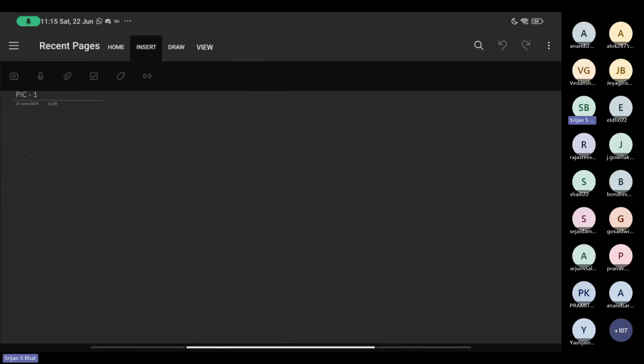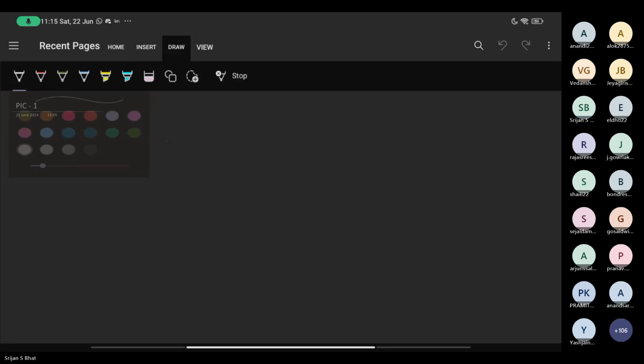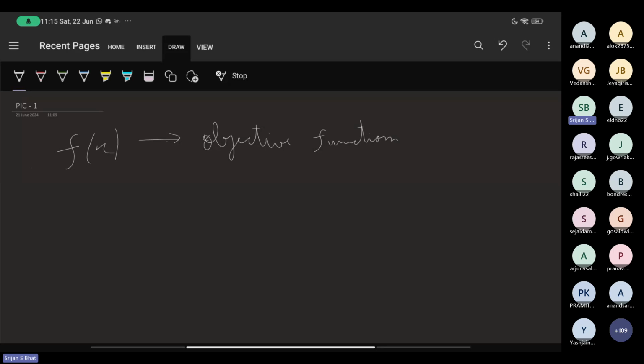Some of the things in optimization problems you need to know: we have something called the objective function. You usually denote it by f(x), and this is the objective function. My handwriting is legible, I suppose. So what is the objective function? The objective function is the function that you are trying to minimize or maximize. Basically, the function that you will optimize.